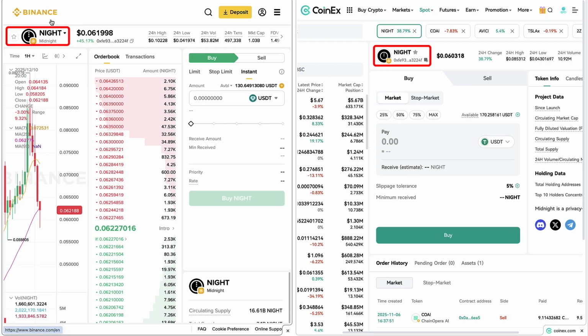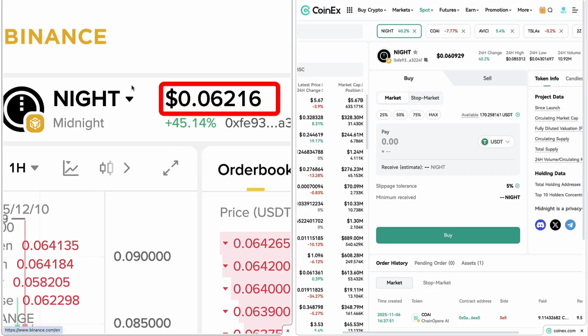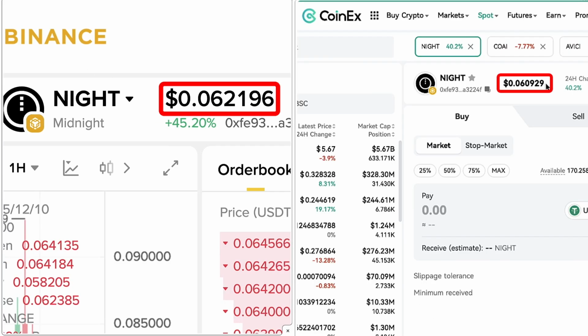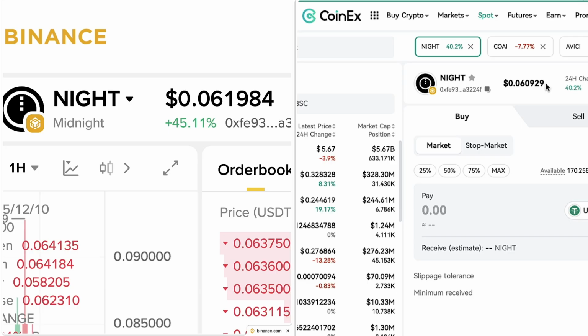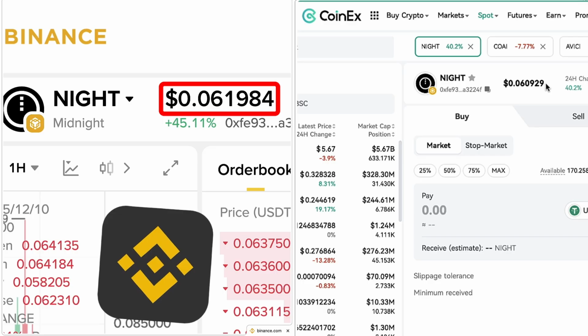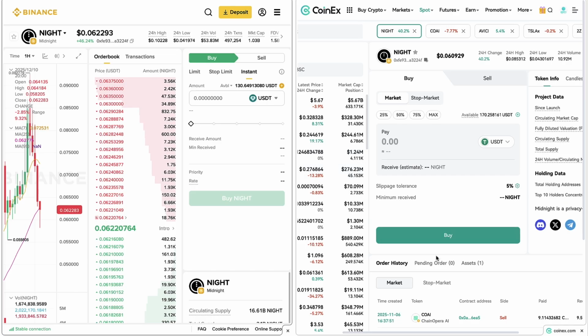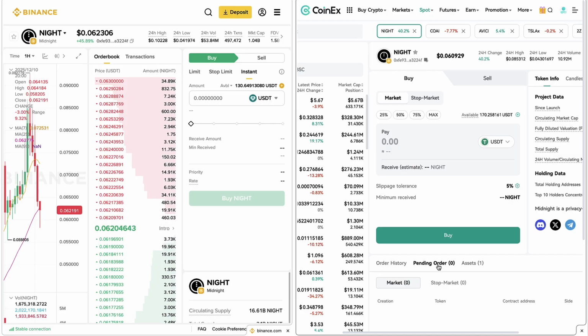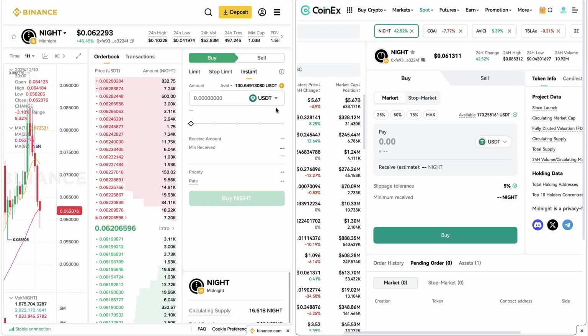We have Night coins on both of them, and you can see here the price is higher on Binance than on CoinEx. So you could even do the arbitrage here. You could buy these coins at the lower price on CoinEx and then sell at the same time at the higher price on Binance. But of course there are some risks, and you cannot withdraw the coins from these platforms, so you would need to do it in real time using both of these windows.